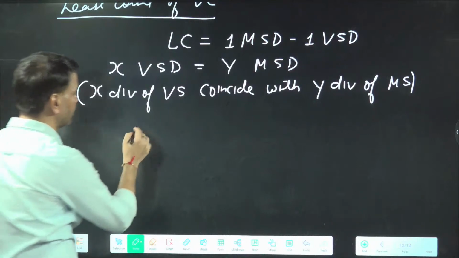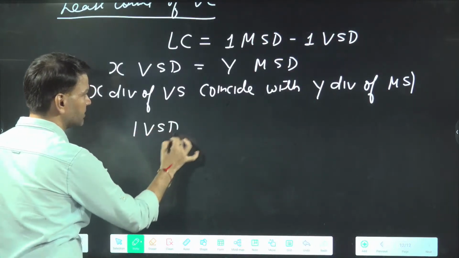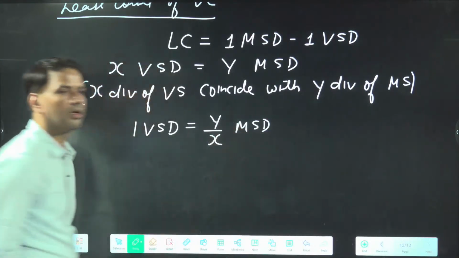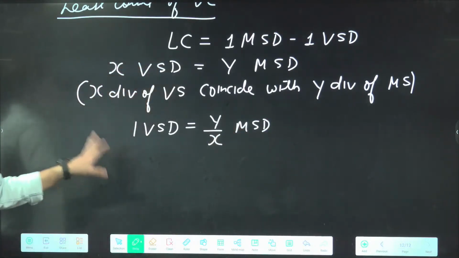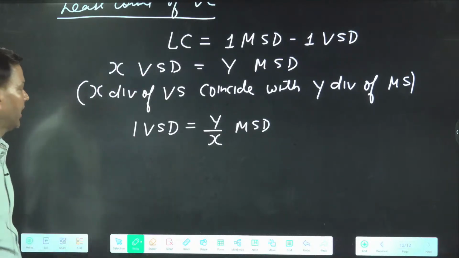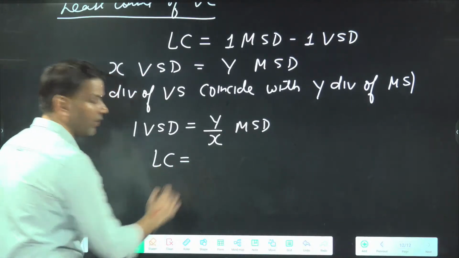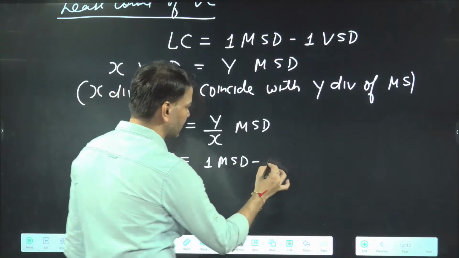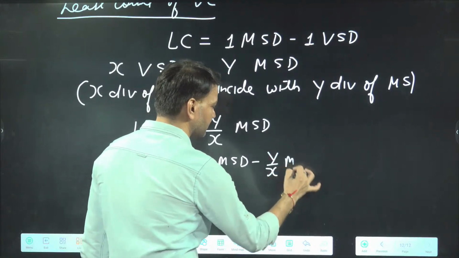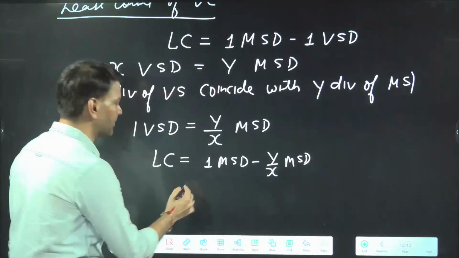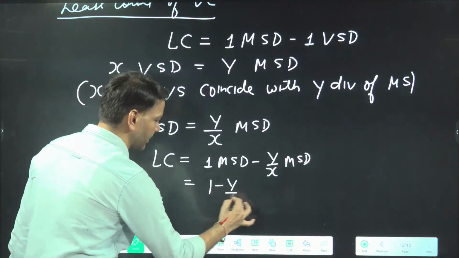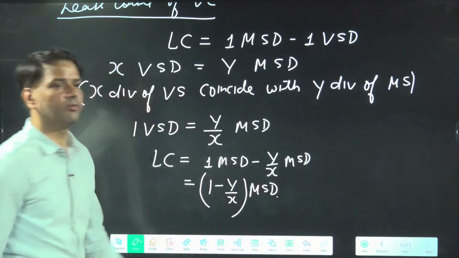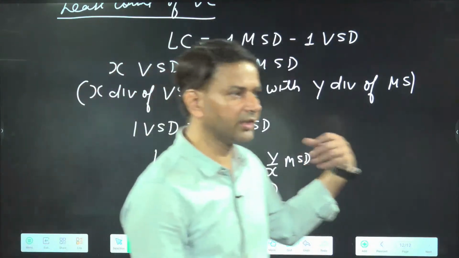Then we can say 1 VSD is equal to Y by X MSD. Now that I have 1 VSD, the least count formula is 1 MSD minus 1 VSD, where 1 VSD is Y by X MSD. From that you can take MSD common, so it is 1 minus Y by X, times MSD. And we will put the value of MSD that they give in the problem.